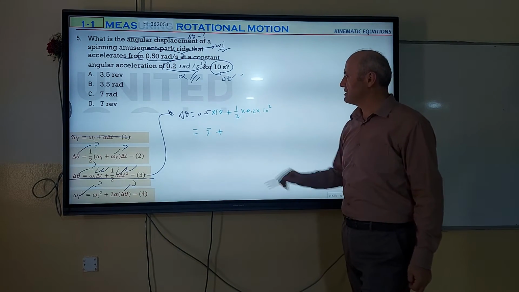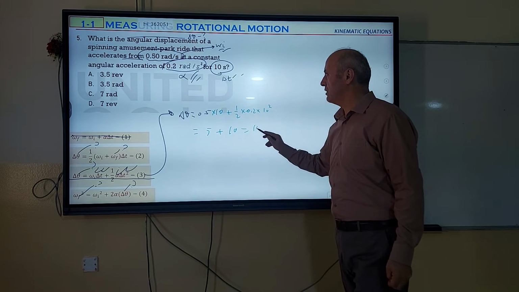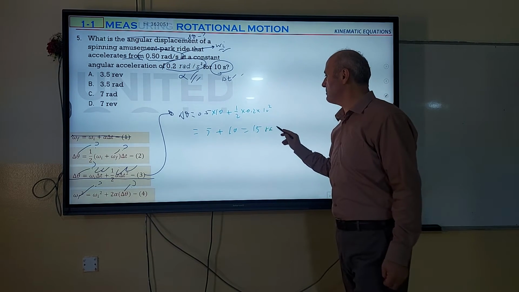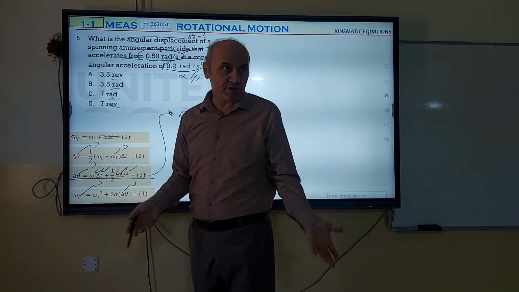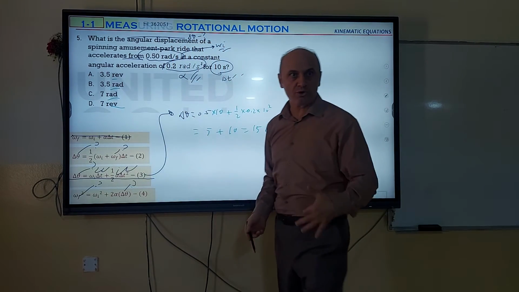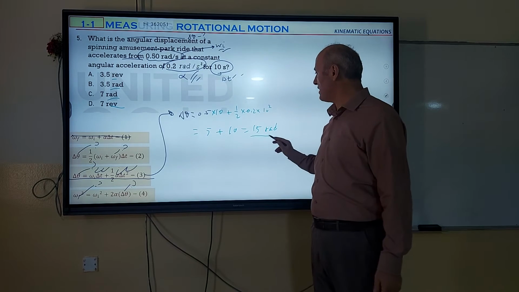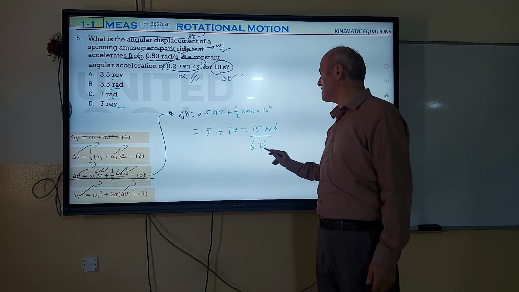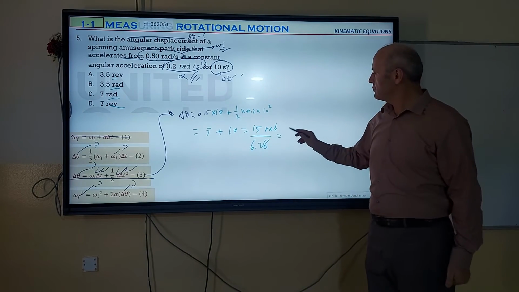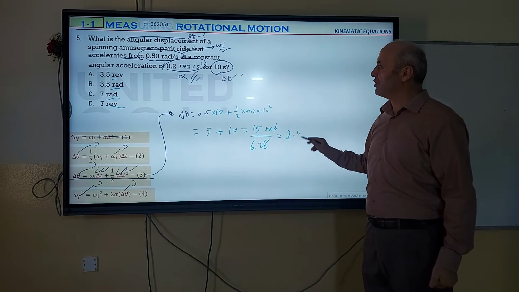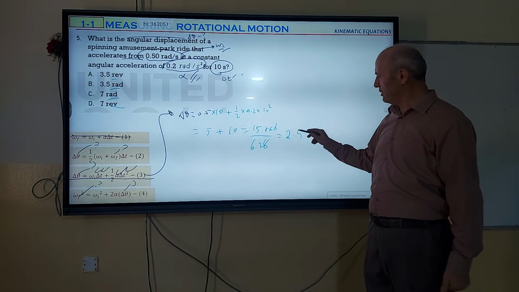Addition, 15 radian, but choices are given in revolution. There is radian, but there is no correct radian answer. So we should check also revolution. So divide by 6.28 to convert to revolution. 15 divided by 6.28 is 2.4. Yeah, one of them is 2.4.